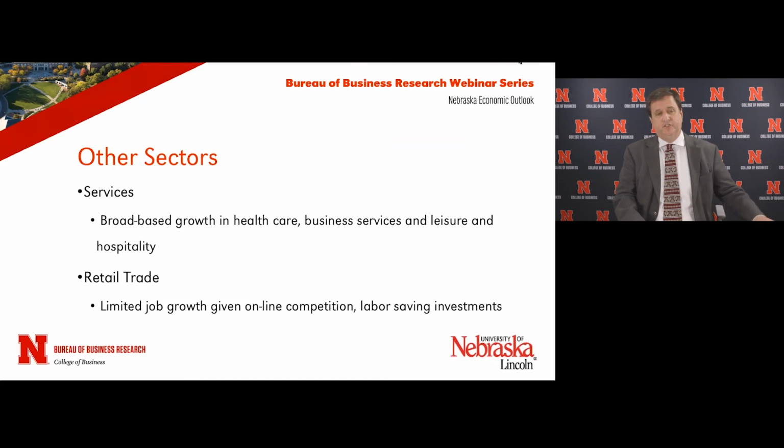A little bit different scenario for retail trade, your retail stores. We expect limited job growth in this sector due to growing online competition. We all know about that. Labor-saving investments at the retailers, so expect more of those self-checkout lines in the coming 3 years. And we've seen, just in 2018, a number of department store closures have been announced in our state, and that's obviously a challenge for employment growth as well. So limited job growth in retail trade, especially in 2018.